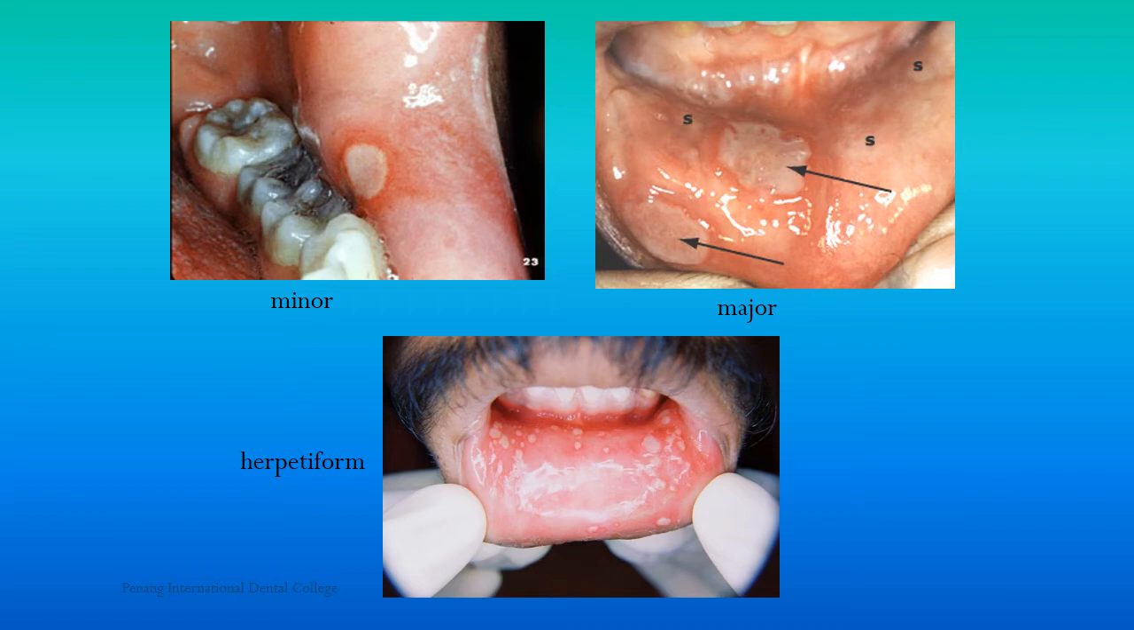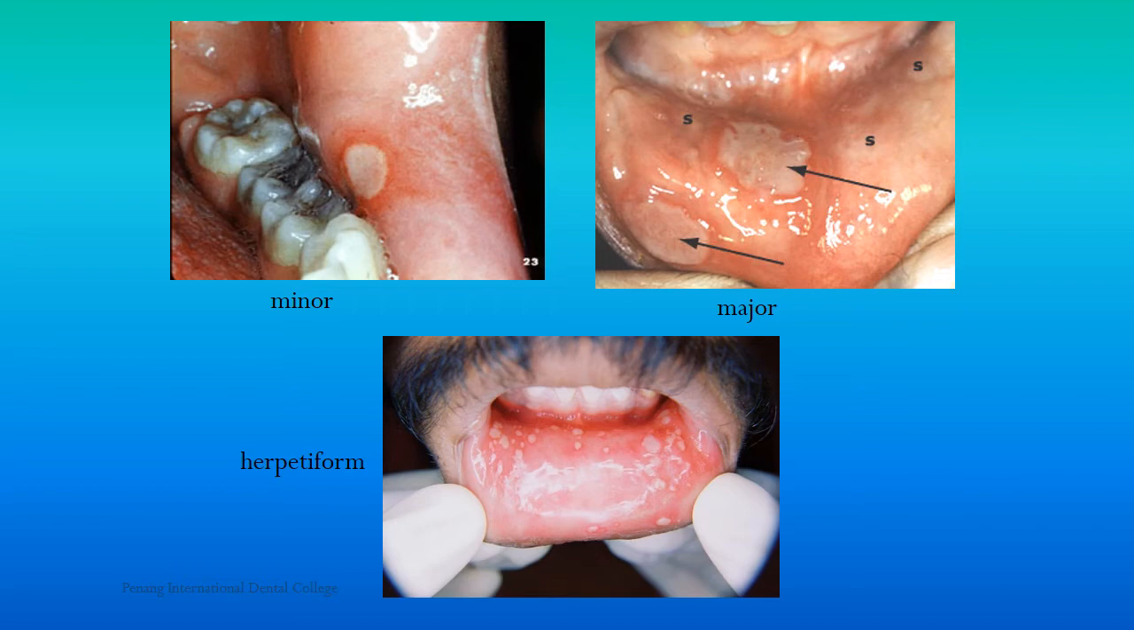but in rare cases you can see multiple also. And comparatively, the ulcer is much deeper than that of the minor form, and the edges are not as defined as in the minor aphthous ulcer. The edges are a little ragged, and again it has elevated and erythematous margins. It may persist for several weeks and even 2 months when it comes to major aphthous, and often it heals with some amount of scarring.